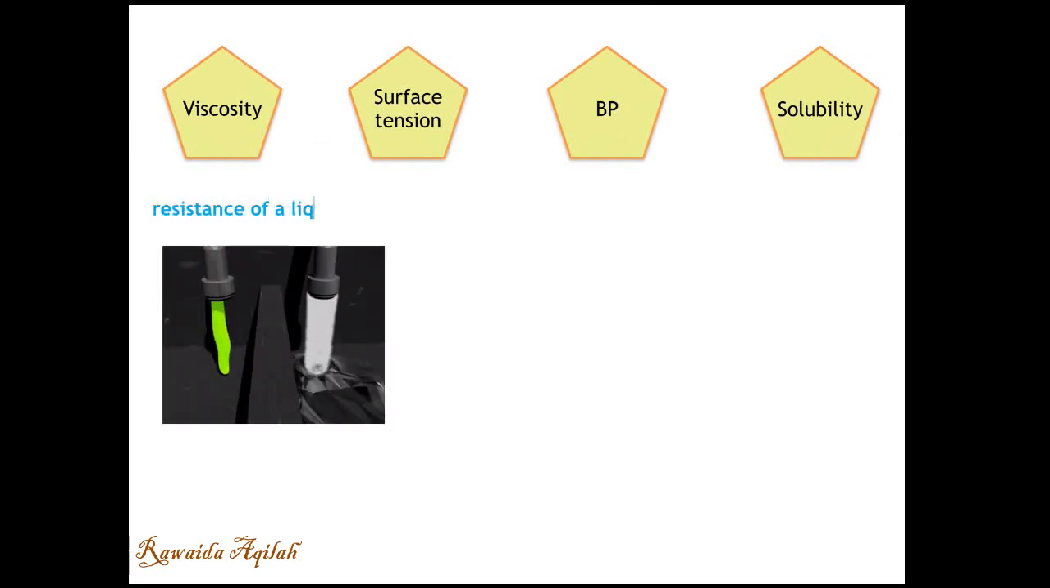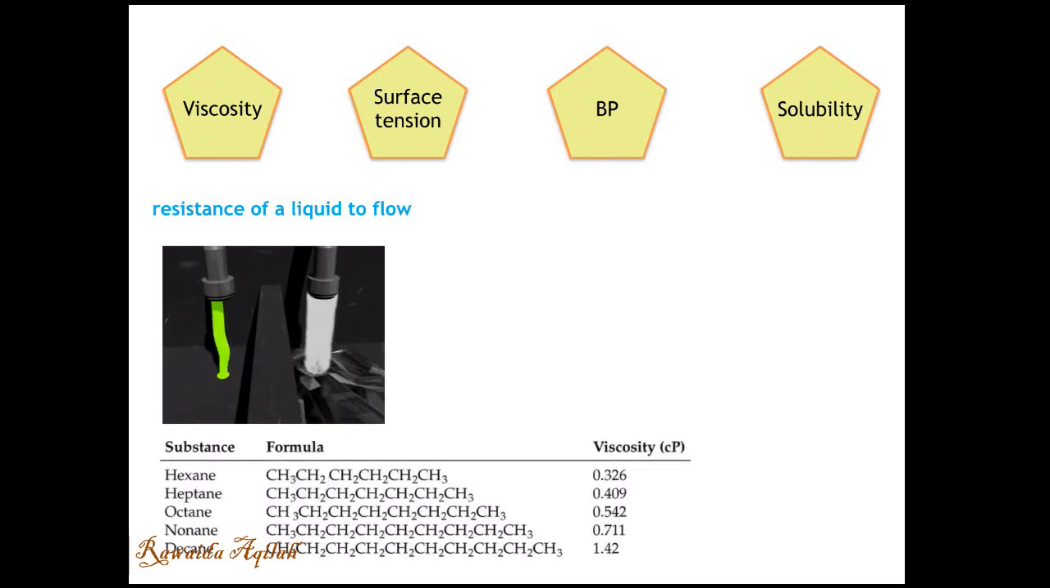IMF affects the physical properties of the molecule, which include viscosity, surface tension, boiling point, and solubility. Viscosity is the resistance of a liquid to flow. The higher the viscosity, the harder for the liquid to flow. Stronger IMF will cause a molecule to have higher viscosity. In this example, as the number of carbons in the organic molecule increases, the London dispersion force becomes stronger and hence the viscosity becomes higher.